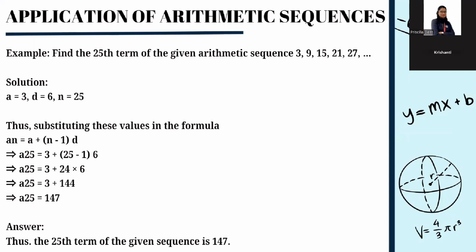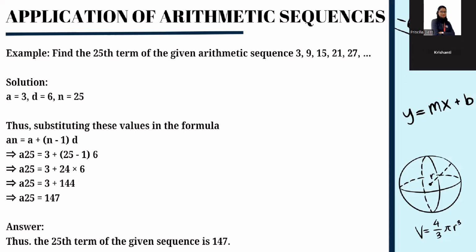So now let's get into the application of arithmetic sequences. For example, find the 25th term of the given arithmetic sequence 3, 9, 15, 21, and 27. We already know which formula to use because we're finding a term. Firstly, let's list down everything. For the first term, a equals 3. To find the common difference, take the second term minus the first term, which is 9 minus 3 equals 6.